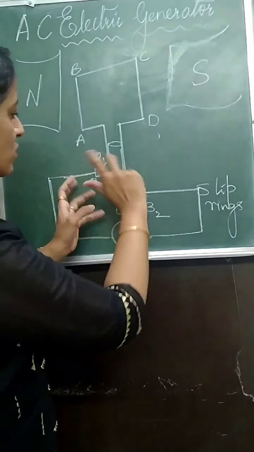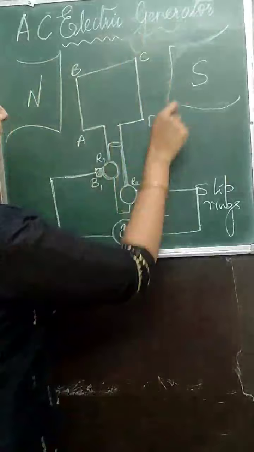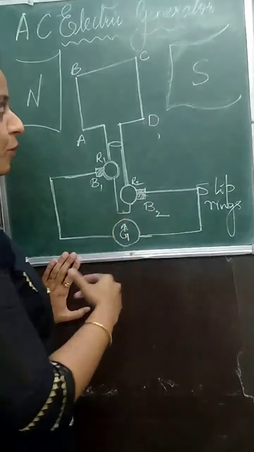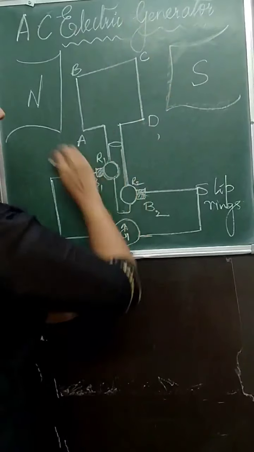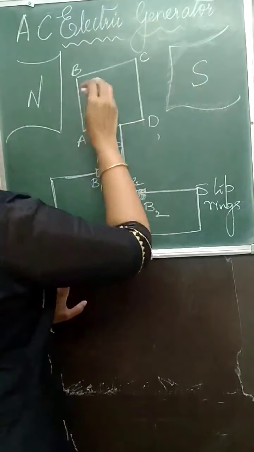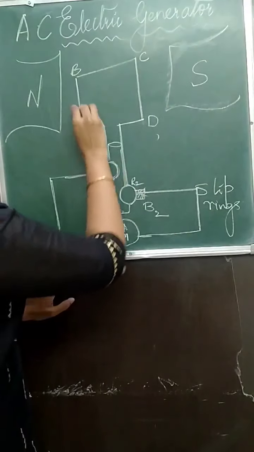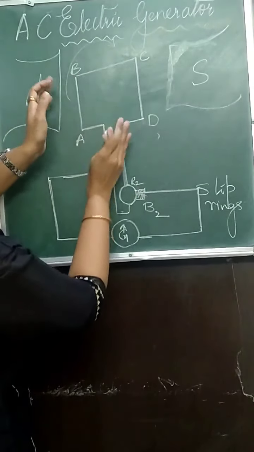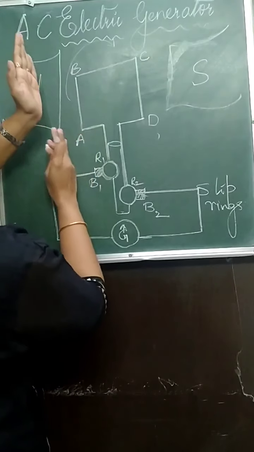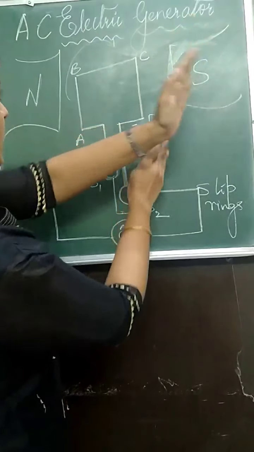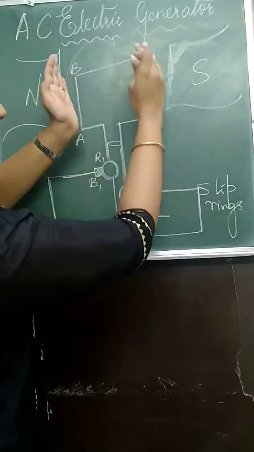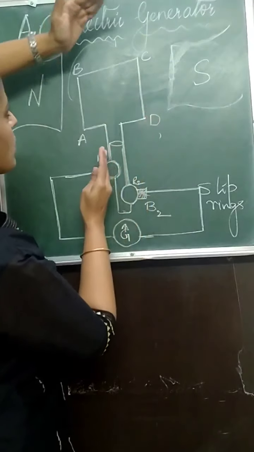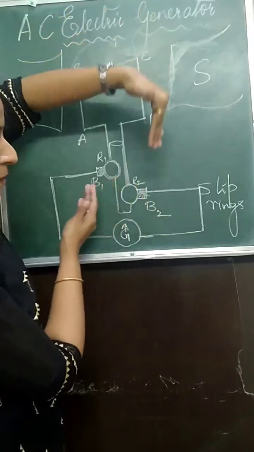Okay, the axle is rotated. When the axle is rotated, the rotation direction also is important. If the axle is rotated in clockwise direction, that is this way, so when this rotates, arm AB will move in the upward direction and CD will come in the downward direction. Arm AB is going up and CD is coming down.